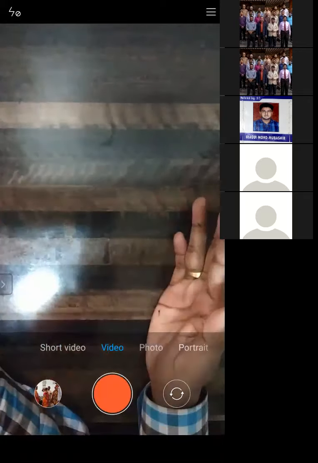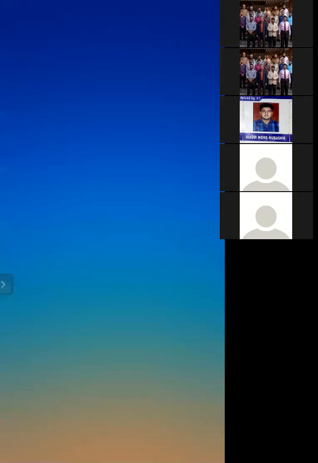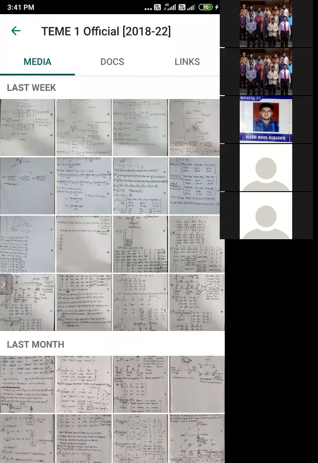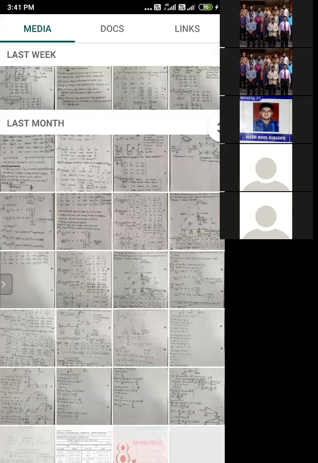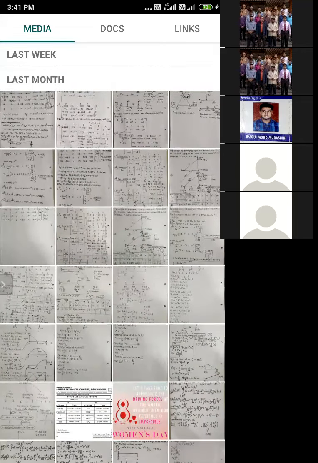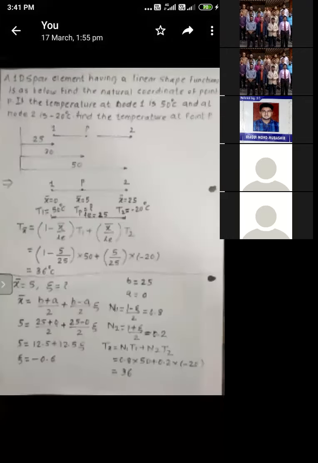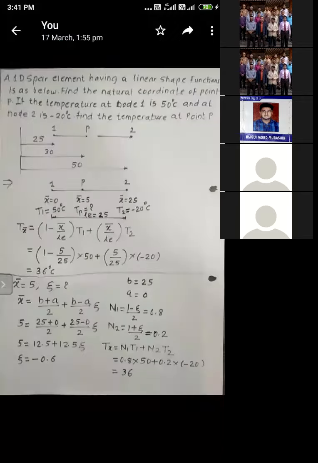It will not be converted directly. You need some conversion between x and zeta. When we took a one-dimensional linear element problem, there also we used that formula to convert x into zeta. Let me show that. Can you see this problem now? Here we converted x into zeta using the formula (b plus a) by 2 plus (b minus a) by 2 zeta. With that formula, we converted the local coordinate into natural coordinate, right?